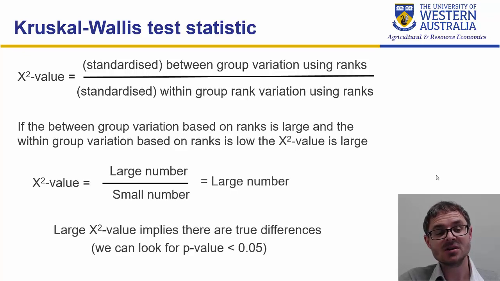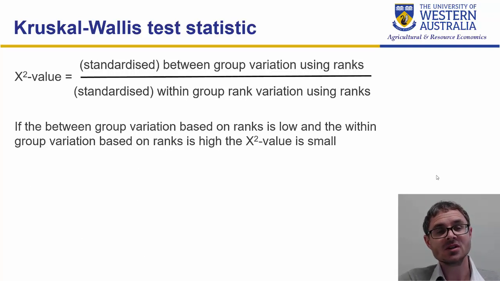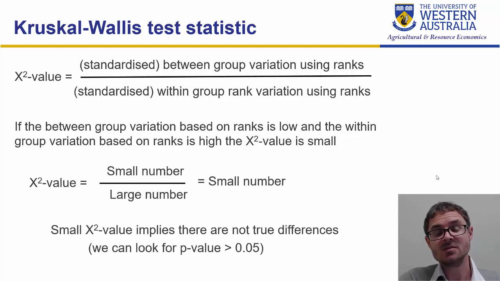So same concept, large number. If there's lots of between group variation using the rank order, and not much within group variation, this is a sign of true differences. The way that we will detect that is via a small p-value. The converse scenario is of course also true. If the standardized between group variation relying on the rank data is quite small and the within group variation is large, we get a small number divided by a large number, a small number.